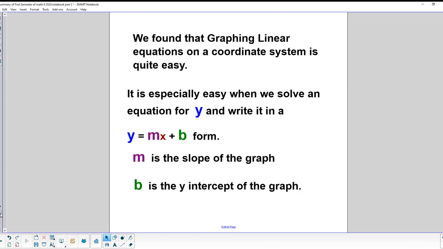So even if you did not solve the equation for y first, if you just, by guess and check, graphed a bunch of points using the original equation, you would eventually find out that it does cross the y-axis, what we call the y-intercept, and the line would have a slope of what m is if you did solve it for y.